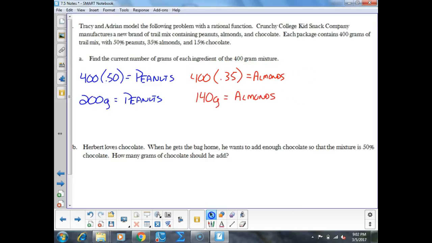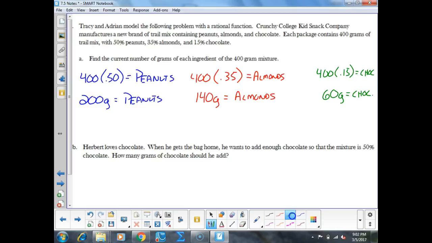Okay. And then my last one. So I could either do 400 minus 200 minus 140, or I could do 400 times 0.15, which is going to get me how much chocolate I have, which should be 60 grams.